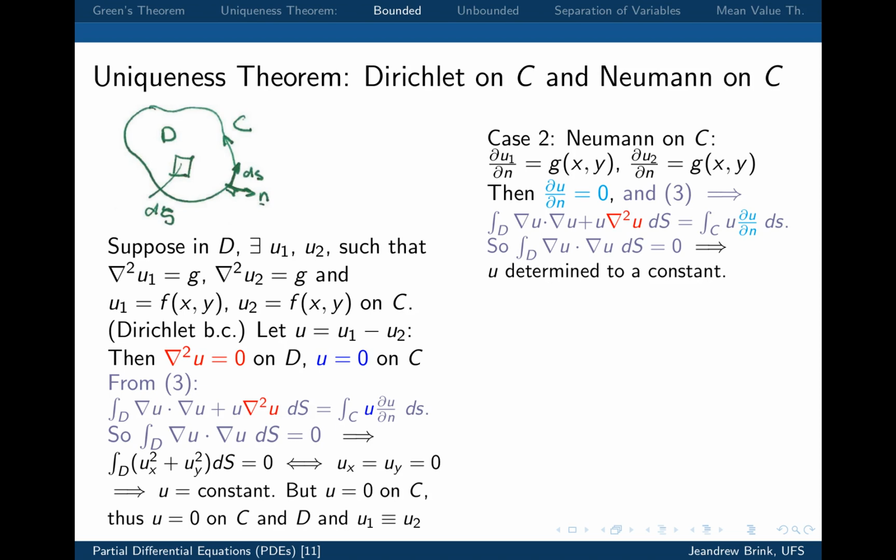Okay? Which makes sense because you can always find the function leaving the boundary at a certain gradient, but that will be true whether you add a constant or not. Okay, so that's the uniqueness if you have von Neumann boundary conditions.